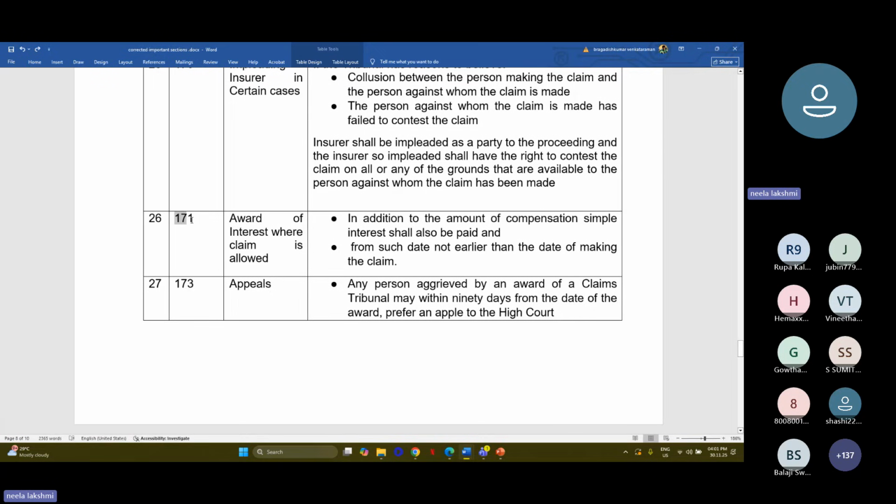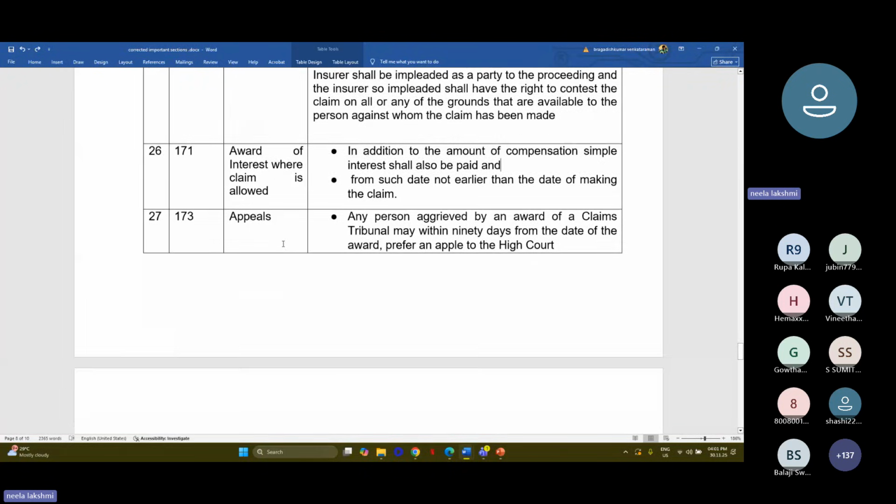By virtue of this section 171, motor accident claim awards attract interest from the date of claim petition. Okay. Next one.